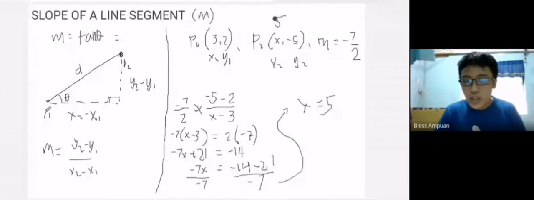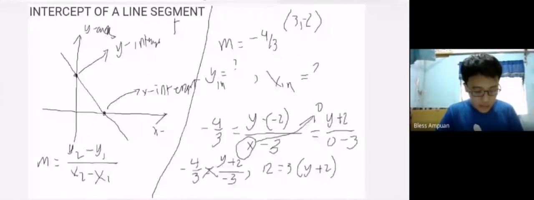So our first point is 3 and positive 2, and our second point is x and negative 2, wherein the slope is negative 7 over 2. So that's it. So the next topic is about the intercept of a line.